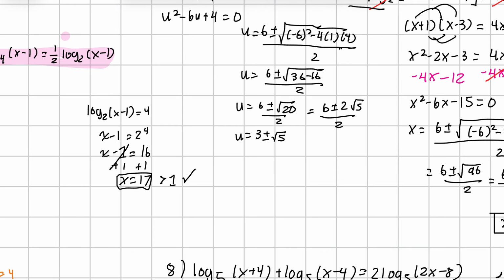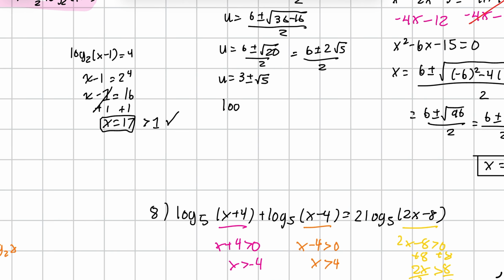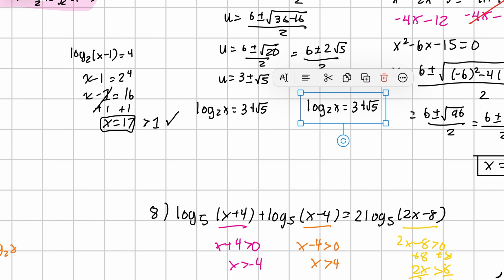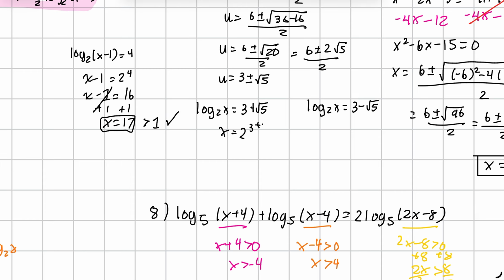So now we have to set u back to what it was defined as, which is log base 2 of x, for the positive solution and the negative solution. So this is the positive solution, and this is our negative solution. So we can rewrite these exponentially. We have x is equal to 2 to the power of 3 plus the root of 5. And then here we have x is equal to 2 to the power of 3 minus the root of 5.